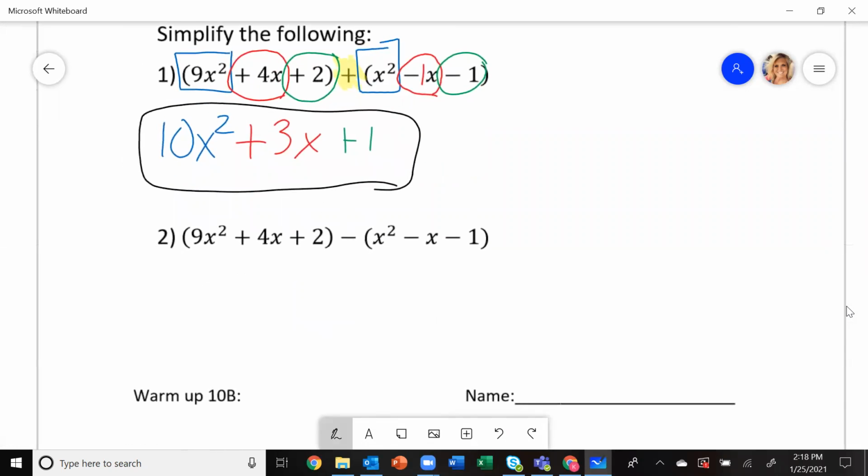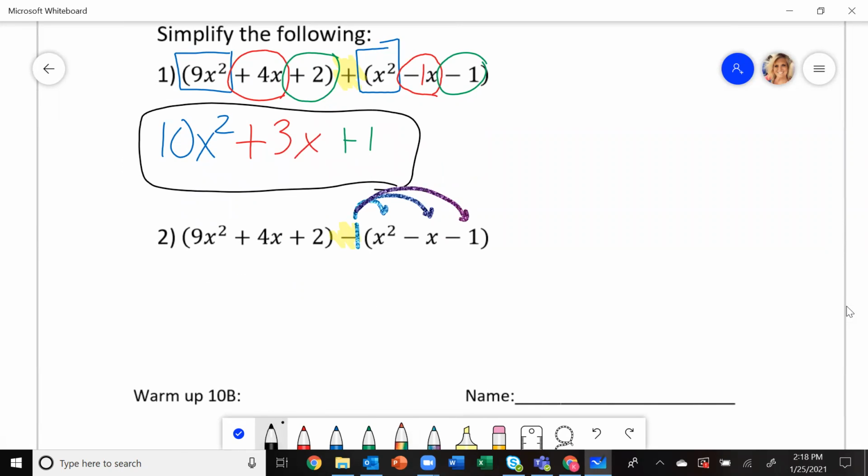Now, number 2, what you should have seen is there's a minus sign in between them. That means that there is a negative 1. So now you have to distribute the negative 1, meaning you're going to change the sign of everything in the parentheses behind it. So I get 9x squared plus 4x plus 2. That stays the same.